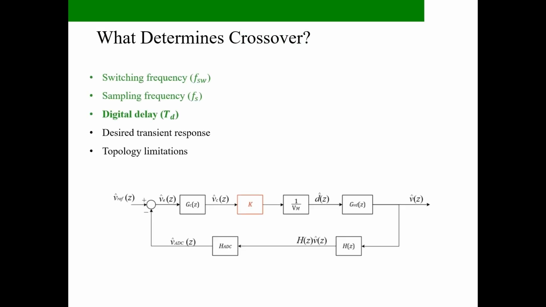The crossover frequency is not just an arbitrary number. It determines how fast your converter reacts, how much phase margin you have, how sensitive your loop is to noise, how robust the system is under different operating conditions. In digital control, crossover frequency is constrained by the switching frequency, the sampling frequency, and most importantly, digital delay.